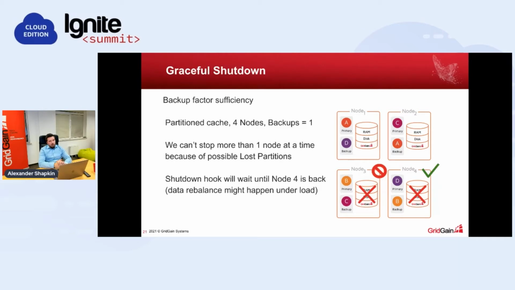Let's explore the last point in detail. Suppose we have 4 nodes with a backup factor set to 1, and we need to restart our nodes. In this case, we cannot stop more than a single node at a time. For instance, if the fourth and third nodes are being restarted at the same time, we are going to lose partition B, since there are no more backup or primary owners of this partition. That's why the shutdown hook will prevent Kubernetes from stopping node 3 until node 4 is back alive.